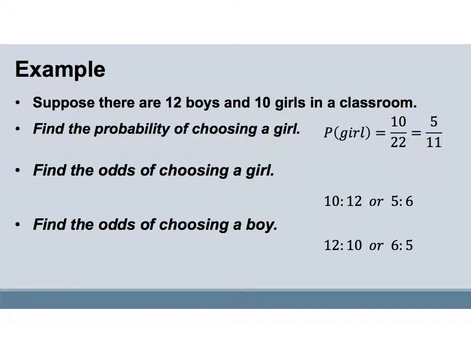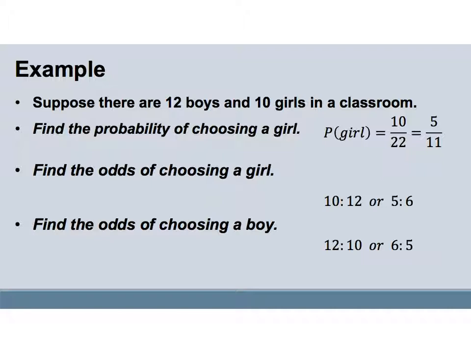To give you an actual example of that, suppose there are 12 boys and 10 girls in a classroom. If I wanted to find the probability of choosing a girl, I'd put the 10 girls over the total kids, which is 22, and reduce that to 5/11ths. But the odds of choosing a girl is 10 to 12 or 5 to 6, reducing that. Ratios are fractions, so you can reduce them just like you do fractions.